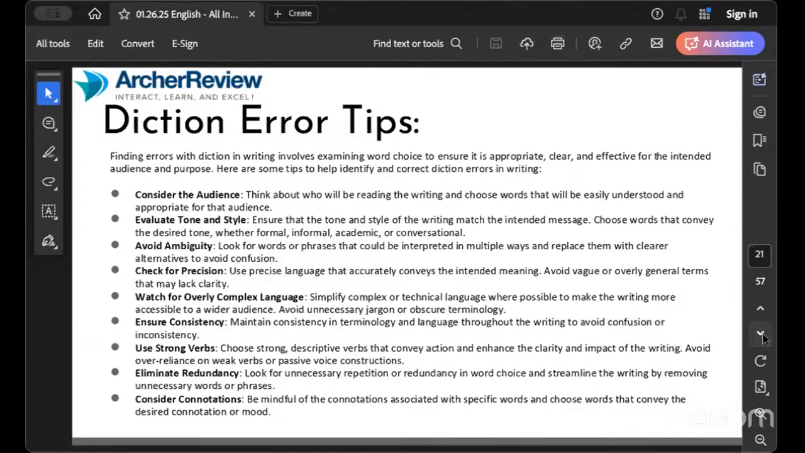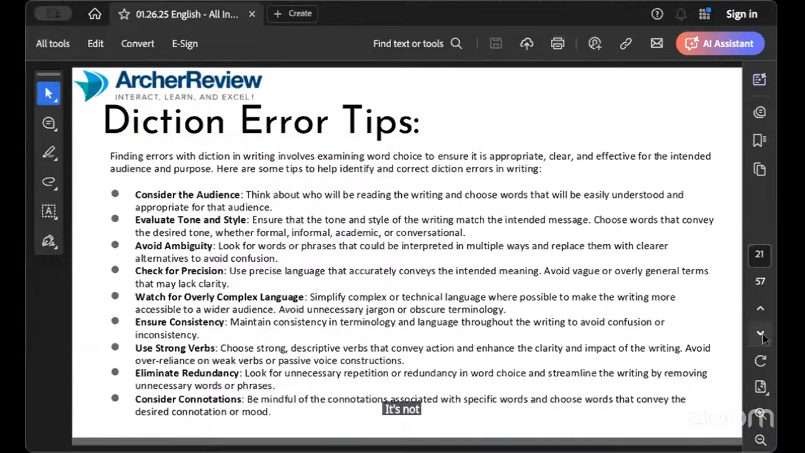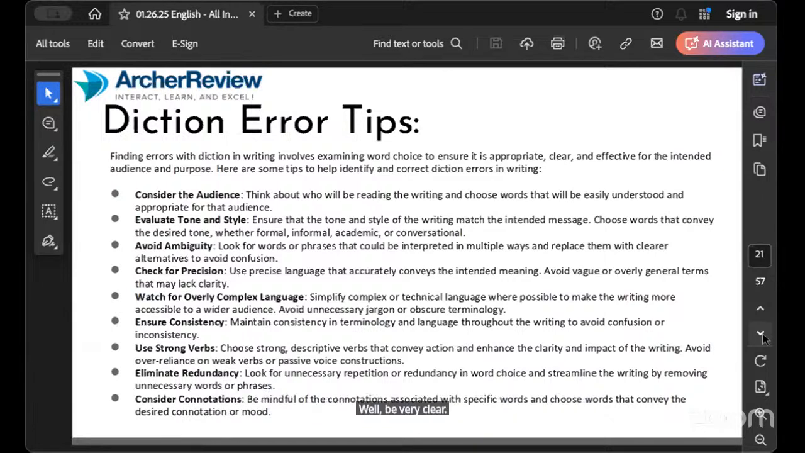Use strong verbs. So if you get a sentence where it says, I got my milk, I always tell students, I don't like that verb because it's a lazy verb. I call it a lazy verb. It's not strong. It's not descriptive. You got your milk. Well, how did you get your milk? Did you go get it from the cow? Did you go get it from the store? Did you take that bottle of milk from a baby? I hope you did not. Well, be very clear. I purchased a bottle of milk from the vending machine. Be very direct with your reader.